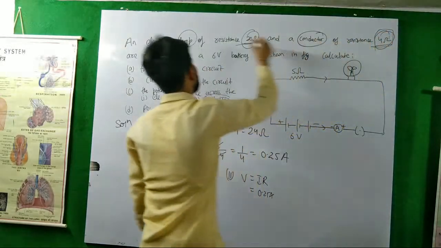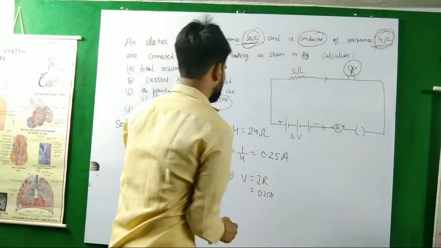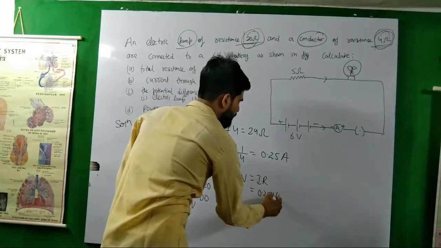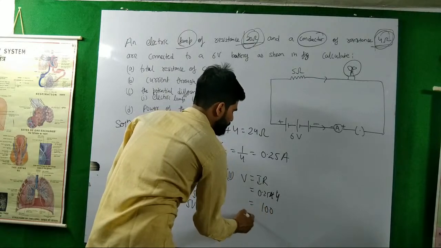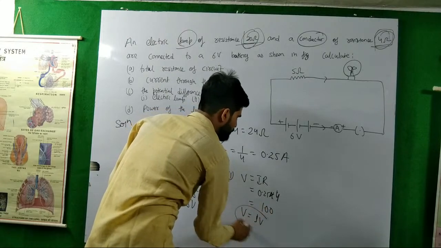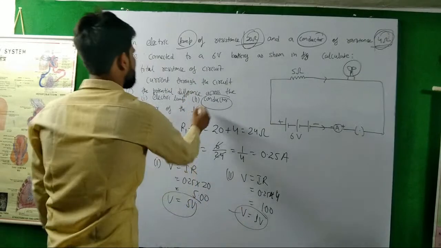Here the given resistance for the lamp is 20 ohm, but the resistance for the conductor is 4 ohm. Then we multiply 0.25 into 4. This is 100, with 2 decimals. V is equal to 1 volt. This is the answer for the voltage in the conductor.